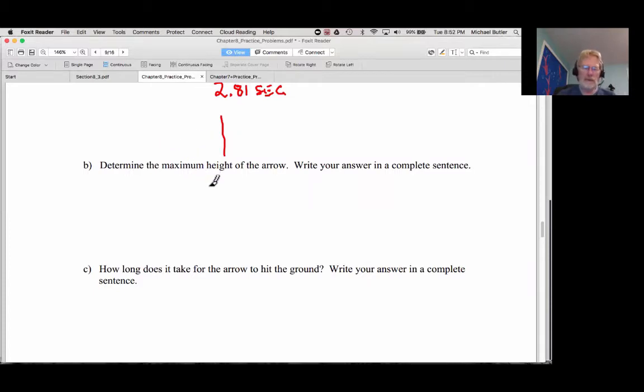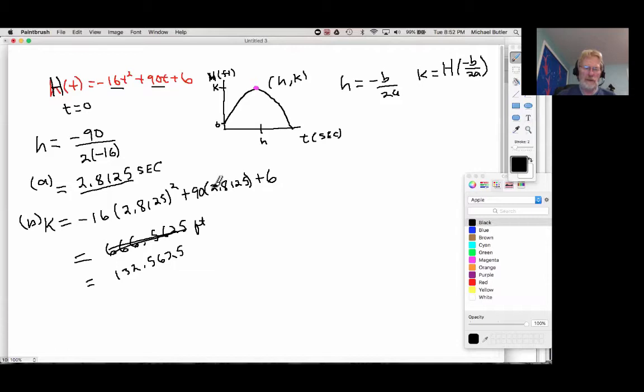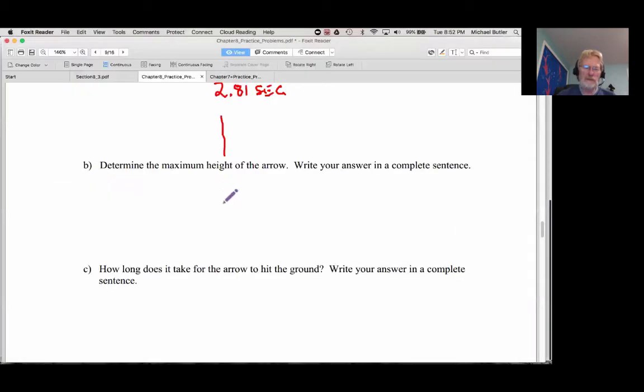So that was, going back here, that's the 132.65. And that's in feet. And again, I'll let you say that the arrow flew up to 132.65 feet at its maximum height, or whatever you want to write for your complete sentence, okay?